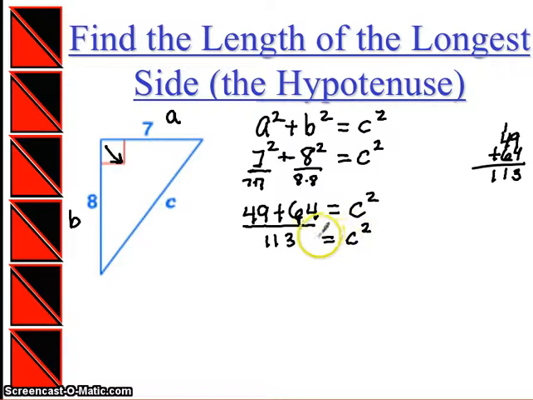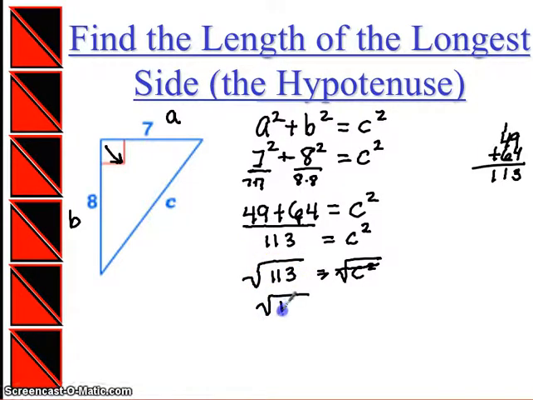But we don't want to know what C squared would be. We just want to know the length of C. So we need to eliminate the square. The opposite of a square is a square root. So if we square root a square, it will eliminate the two operations because they are opposites of each other. But what we do to one side, we're going to have to do to the other side. So we get the square root of 113. If you look at what's left, we have the square root of 113 is equal to C. This length is equal to the square root of 113.